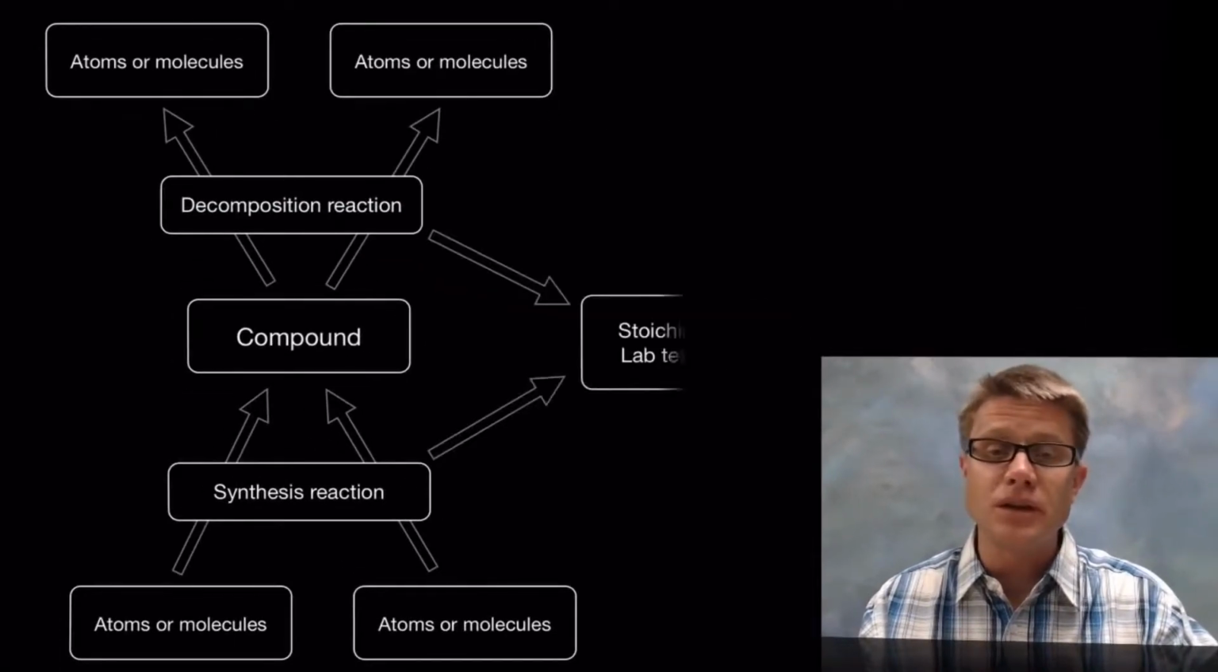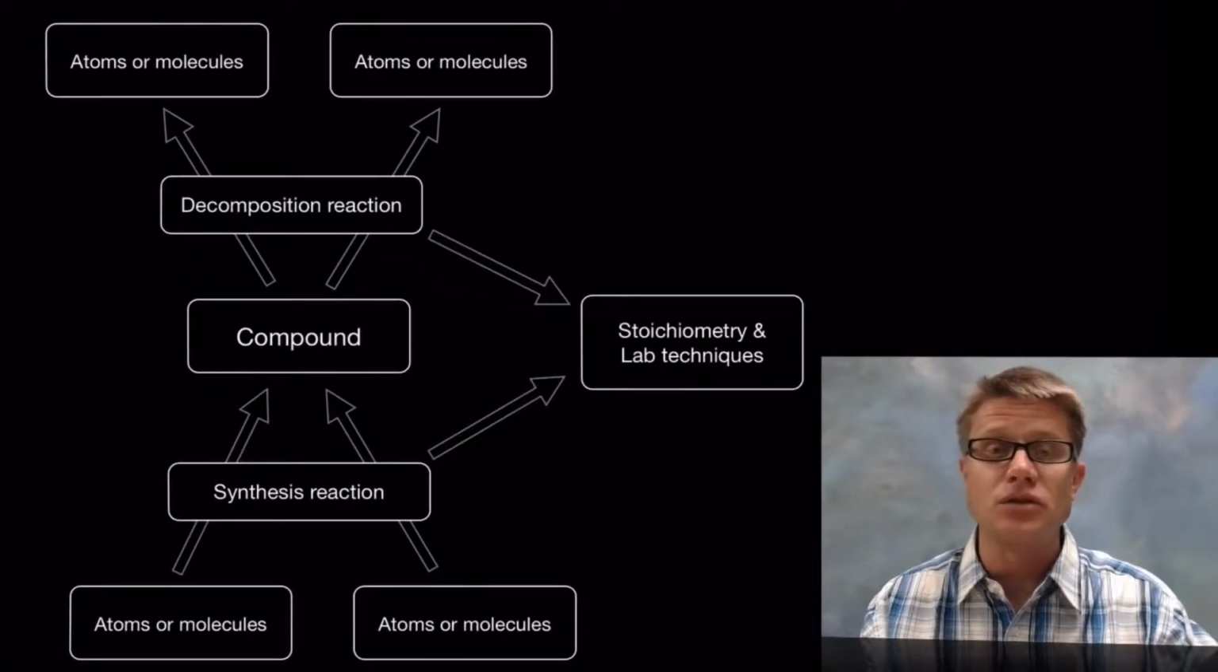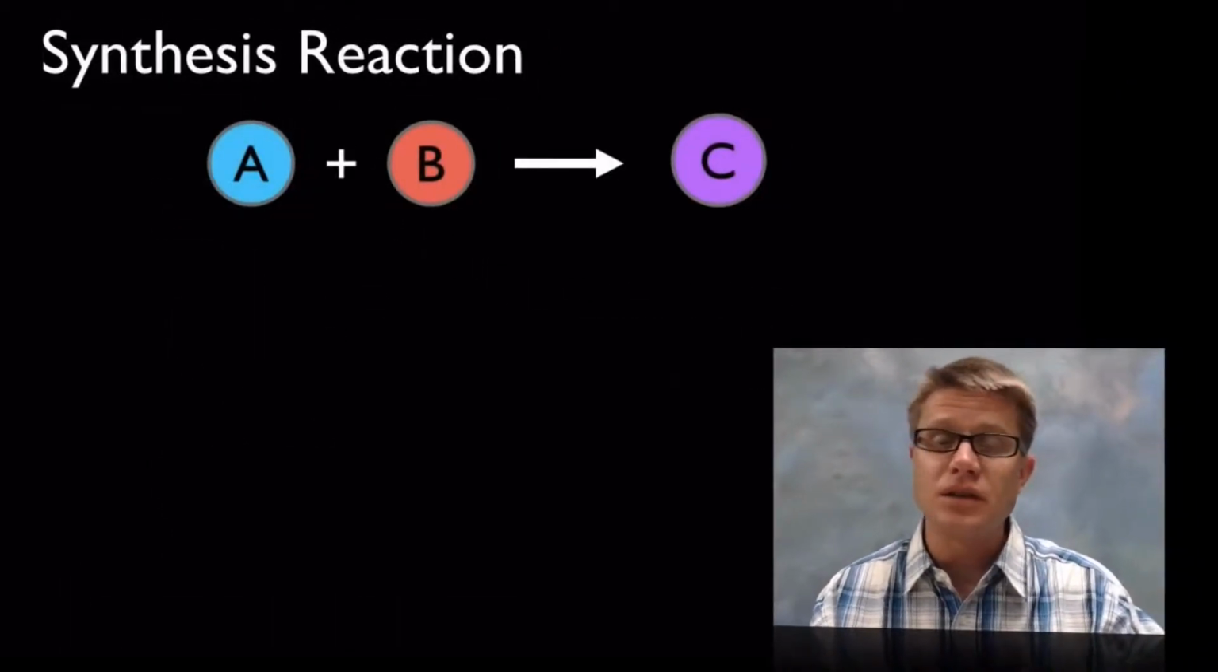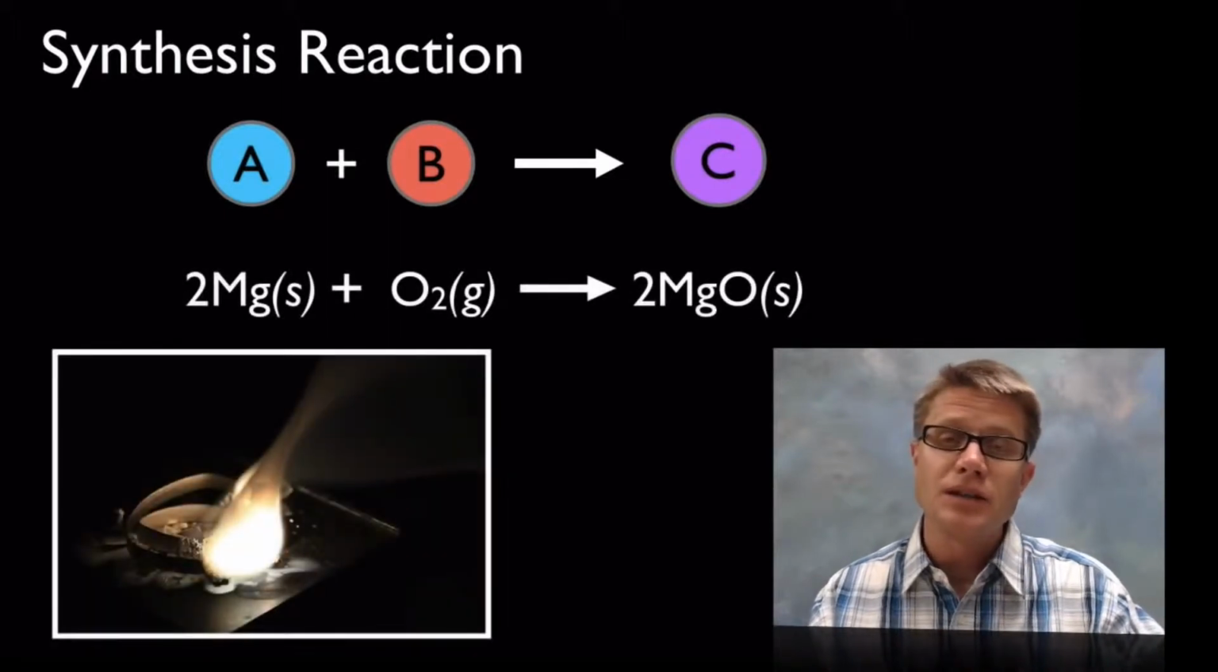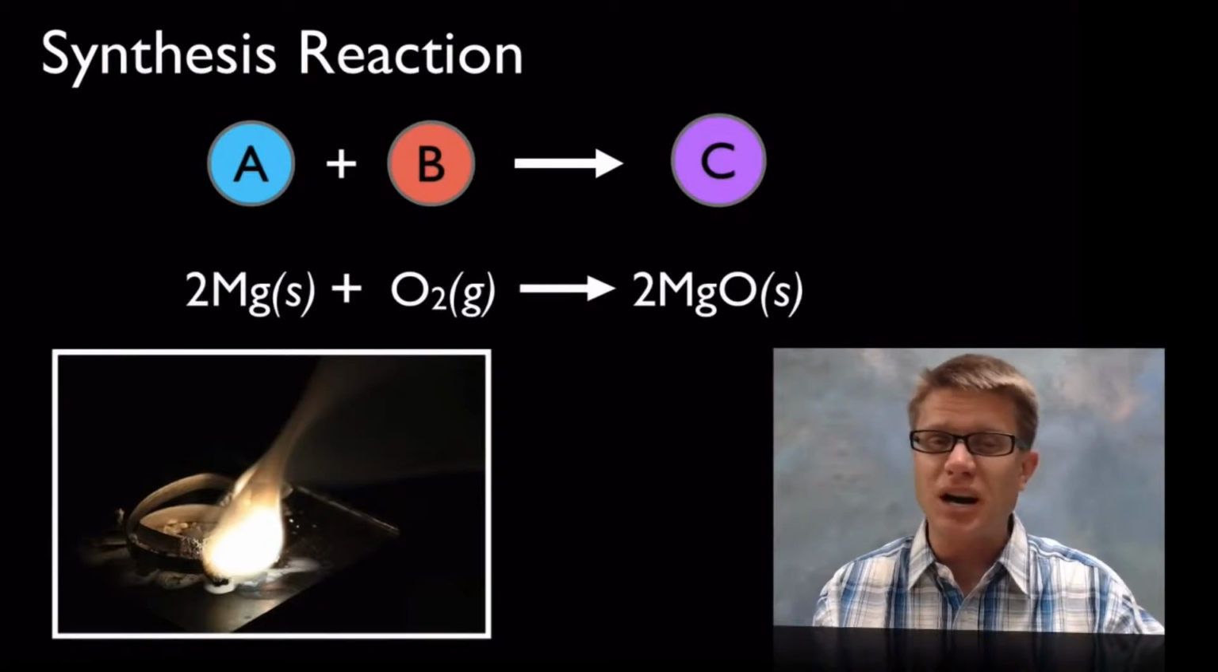And we can use both of these reactions in the chemistry lab to do simple stoichiometry and practice our lab techniques. Synthesis reactions are when we're taking atoms and molecules and combining them together. Let me give you a couple of examples. Let's say we take magnesium, get it a little bit hot, and then allow it to combine with oxygen. It's going to make magnesium oxide. We're taking a solid and a gas, and we're making a new solid out of it.